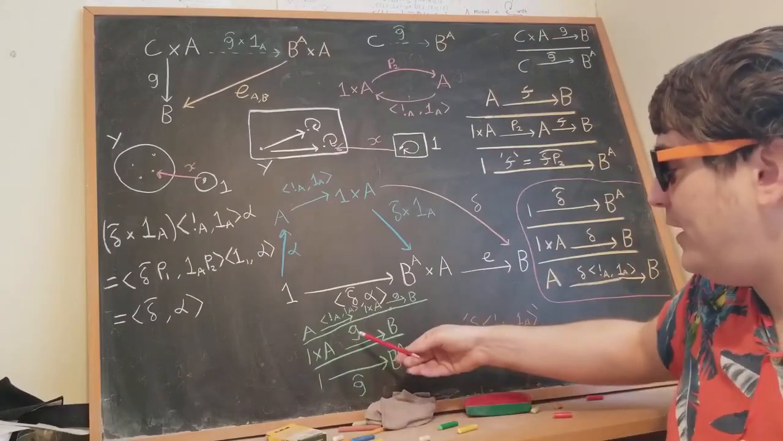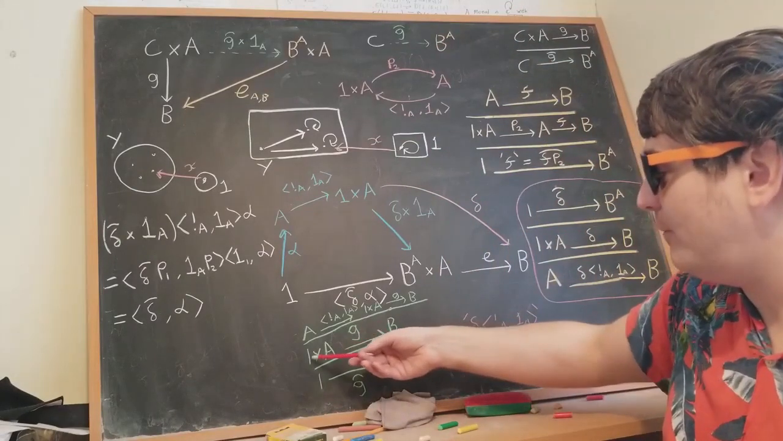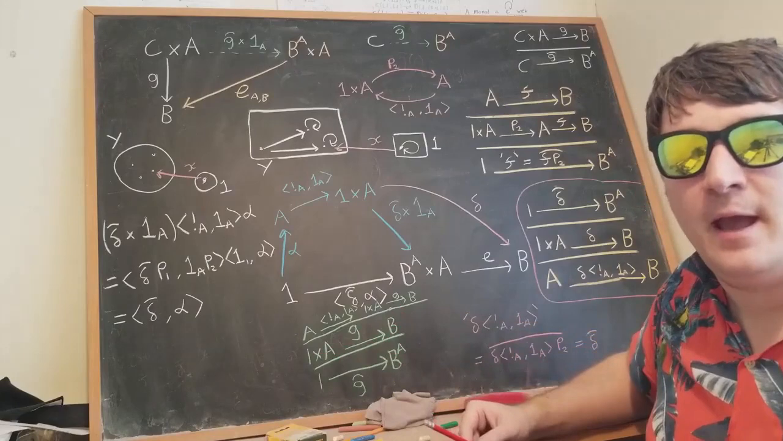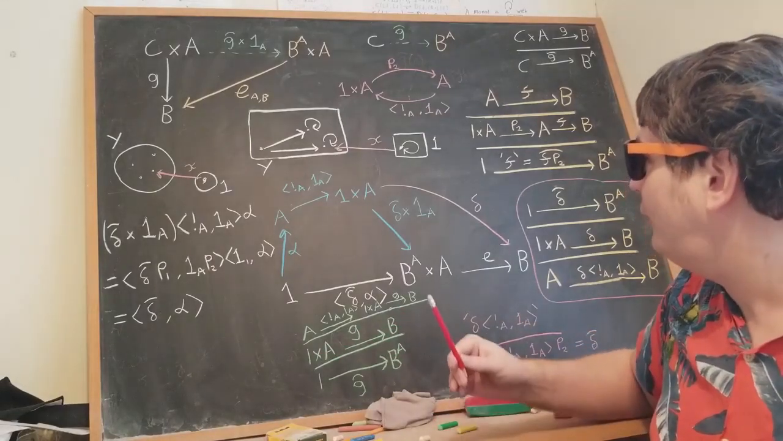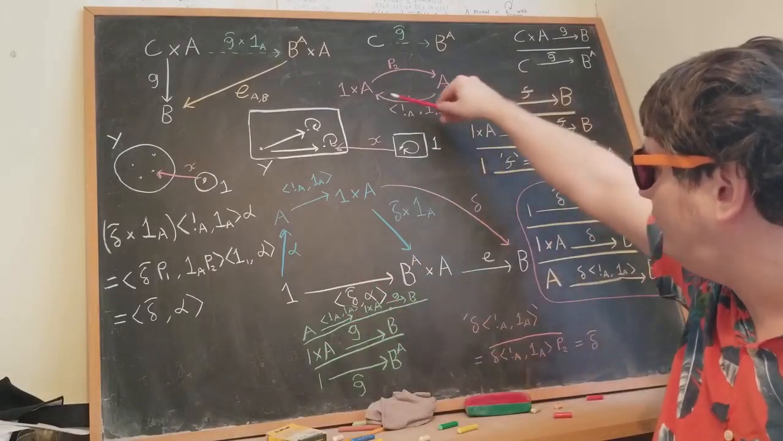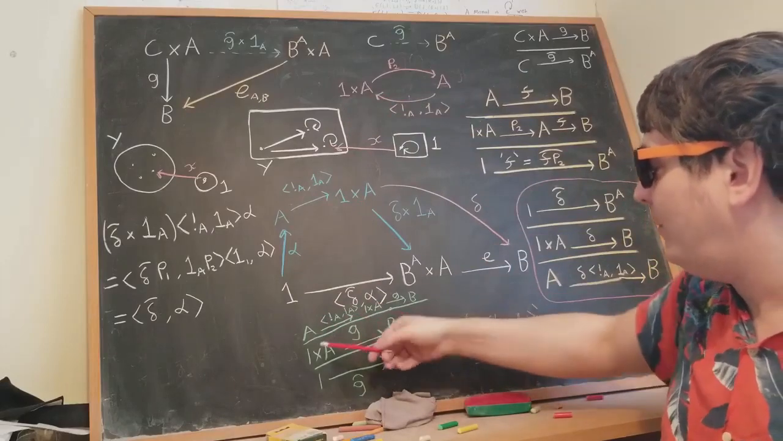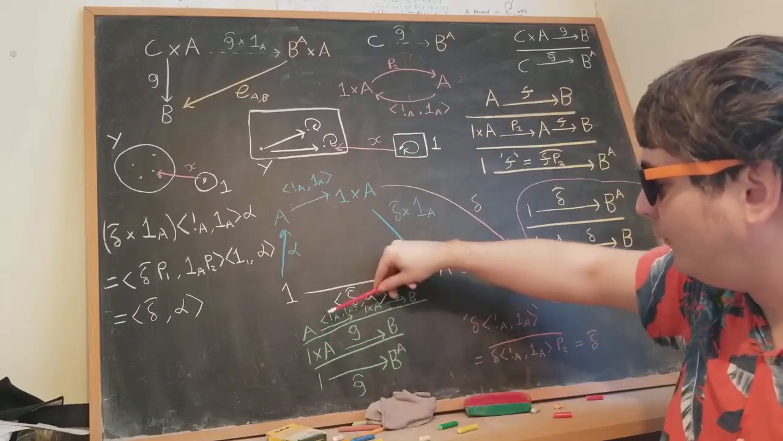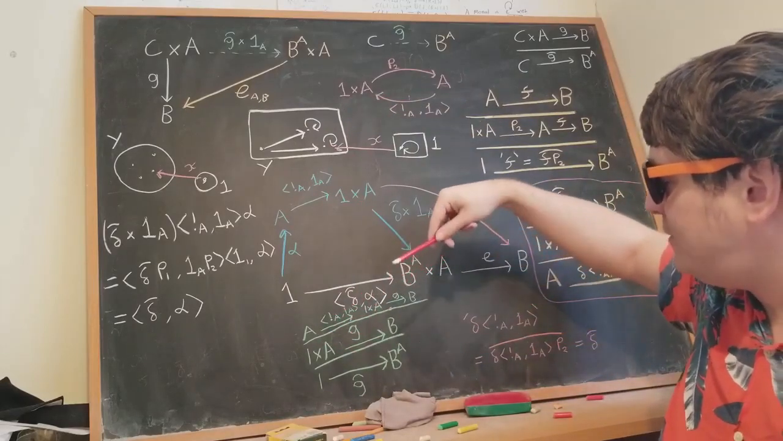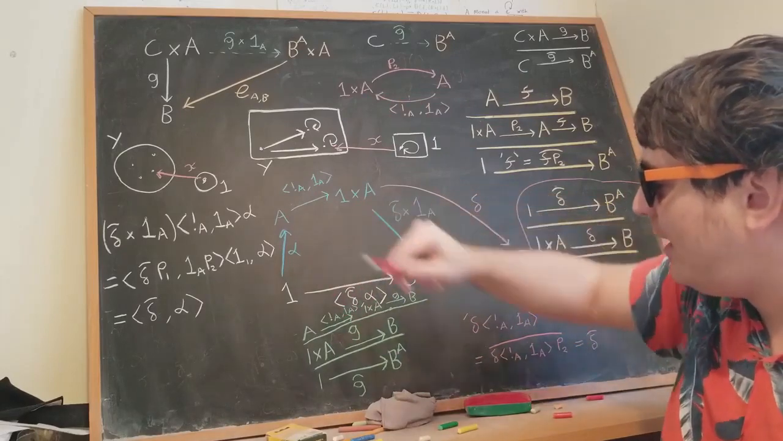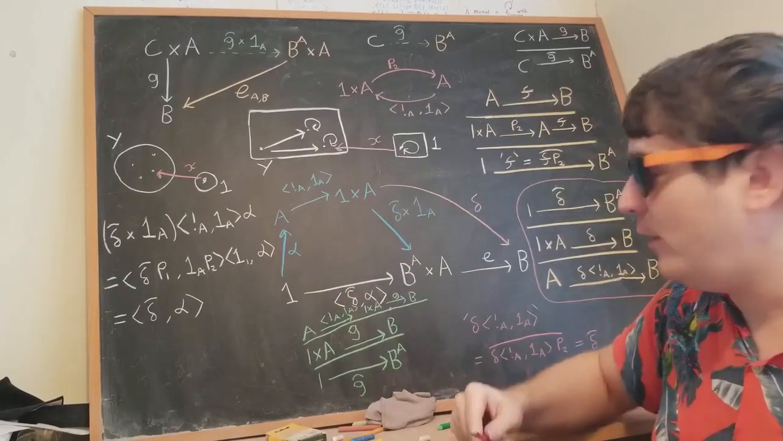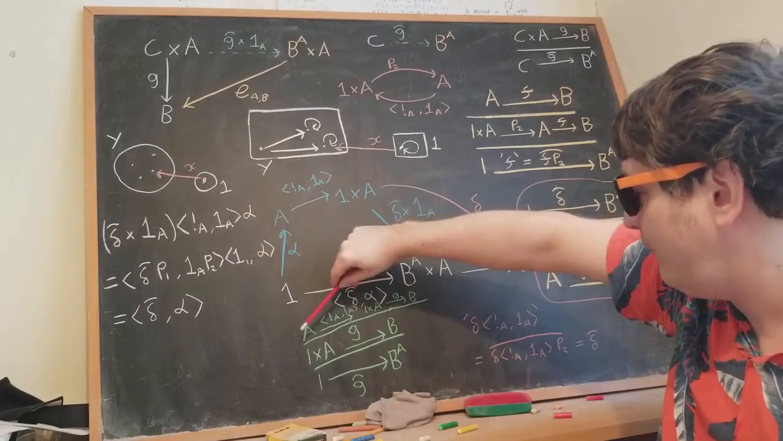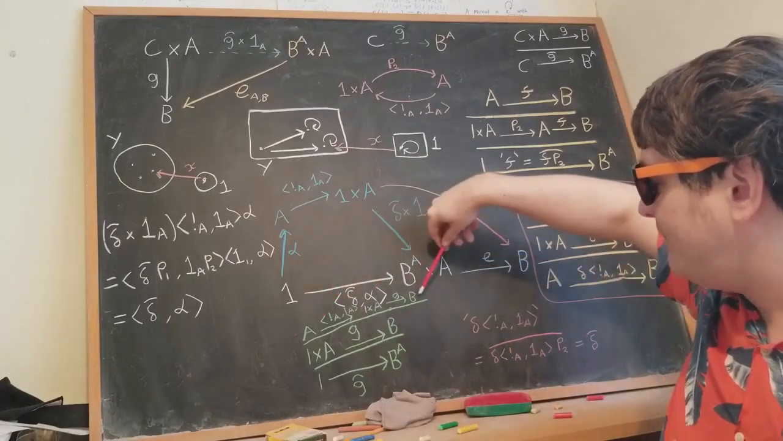So here's the point here. We have this arrow G from 1 times A to B, and if we attach this isomorphism beforehand, we see that this kind of arrow is equivalent to an arrow like this, which is G after (!A, 1_A), and that is an arrow from A to B.